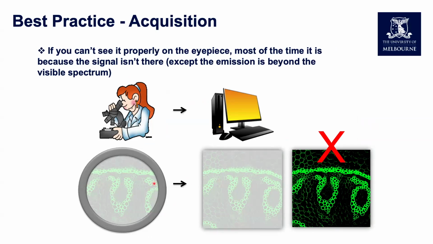This is what I call the crap in, crap out rule: if your sample is not very good, then your imaging shouldn't be very good. Just be careful of tweaking microscope settings to make samples look much better than they actually are.